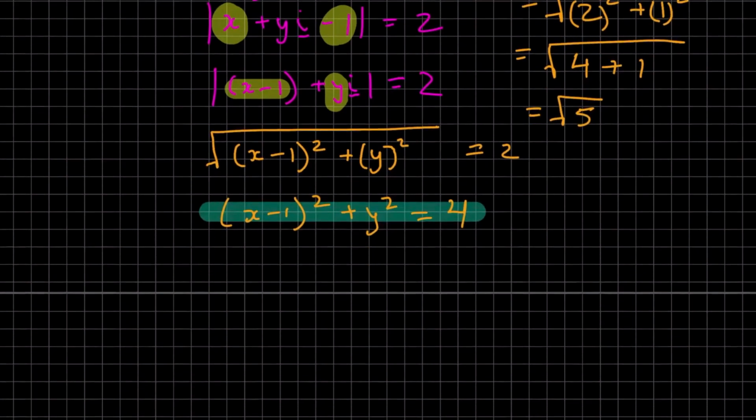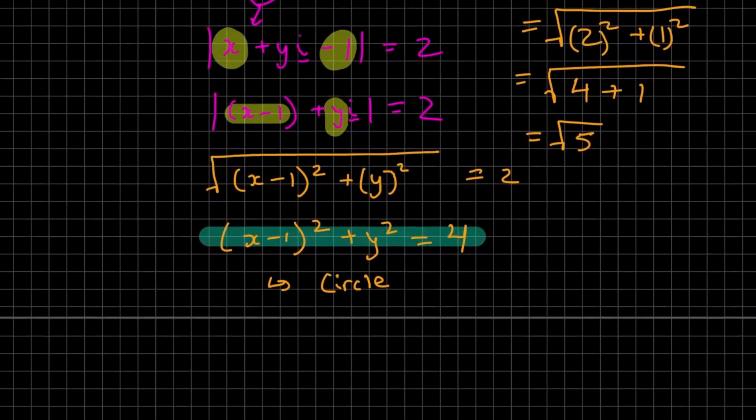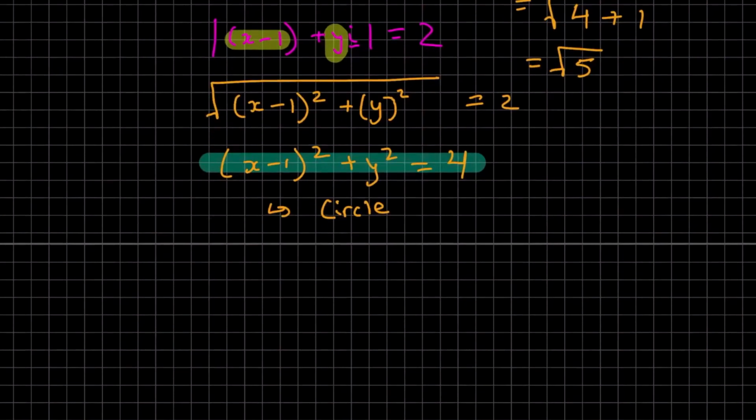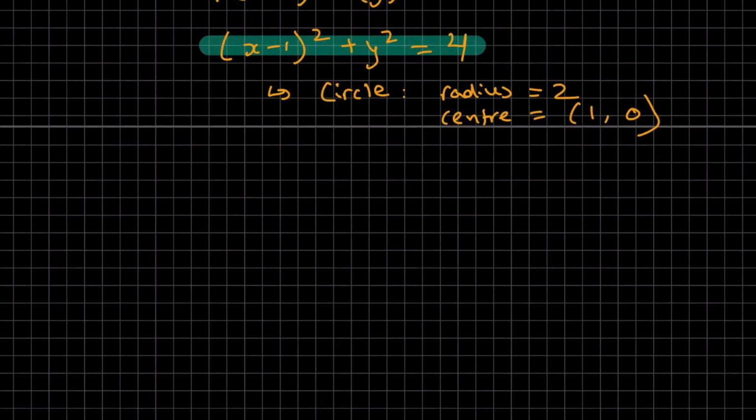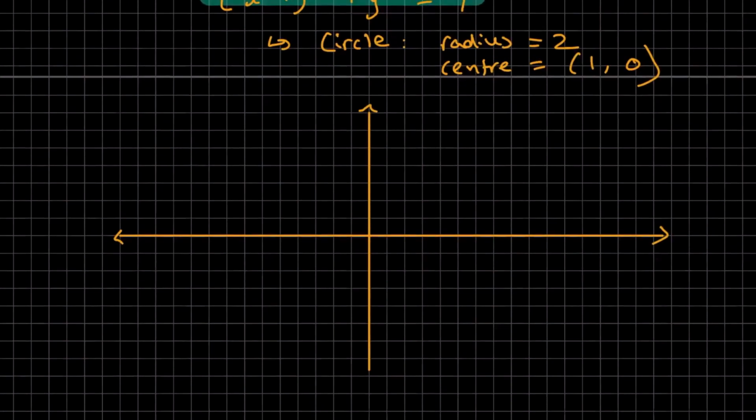This Cartesian equation, you may recall, is for the shape of a circle. So we can already identify that this graph is going to be a circle. Its radius will be equal to 2, which is the square root of this 4 over here. And its center will be at 1, 0. So if we were to graph this equation on an Argand diagram, we would have to convert our center into a complex number. So the Argand diagram equivalent of 1, 0 would just be 1 plus 0i.